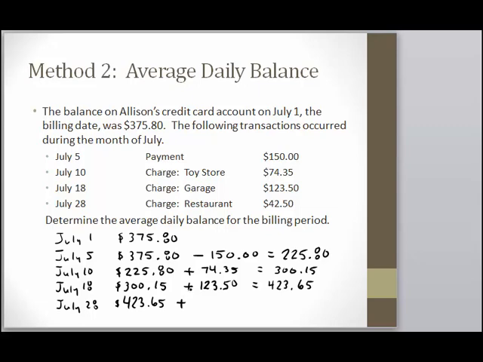And then finally, on July 28th, I'm going to take her current balance of $423.65 and note that she made an additional charge in the amount of $42.50, which brings her total to $466.15. So at the end of the billing period, she owes $466.15.